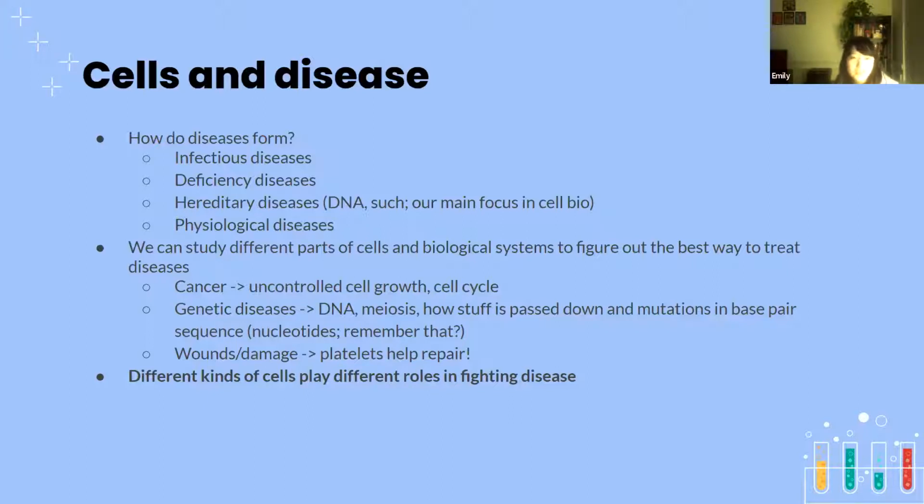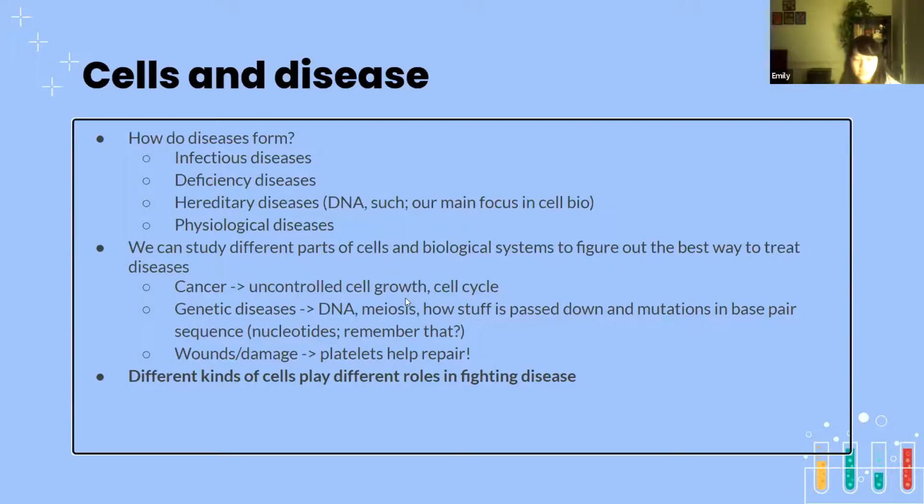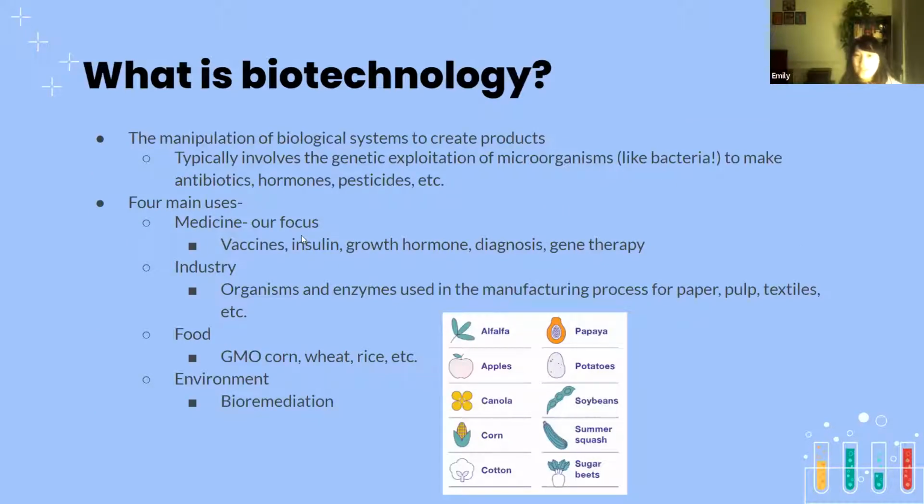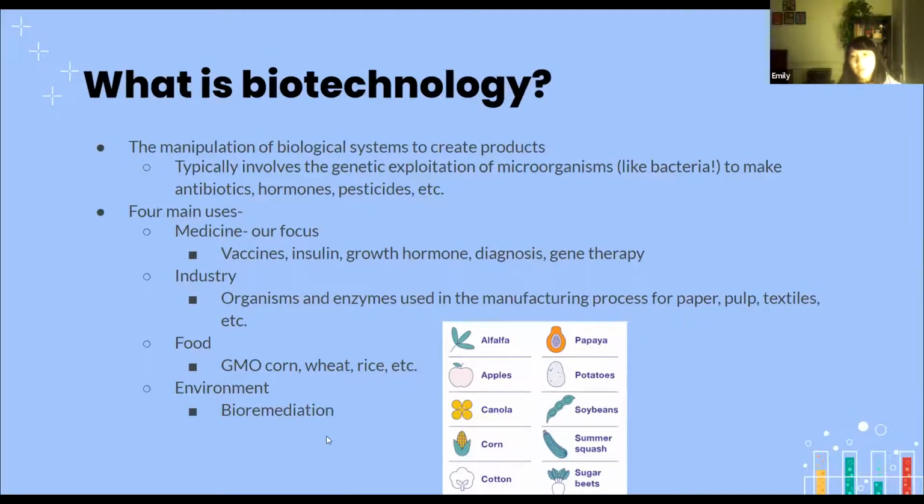Everything basically has this connection to cells, and they are very important, but for now, we're going to be focusing on their DNA and genetic material. So what actually is biotechnology? The direct definition of biotechnology is the manipulation of biological systems to create products. This means exploiting and using biological organisms to create certain things that will help humanity and our bodies.